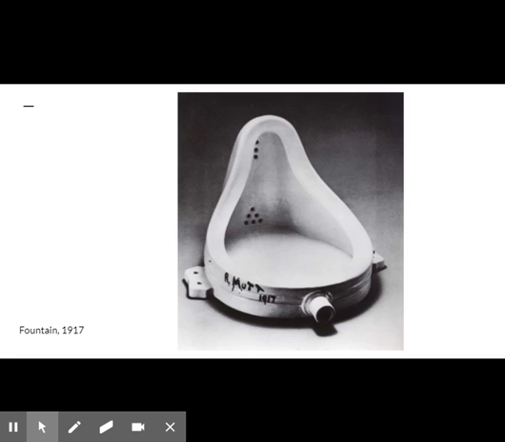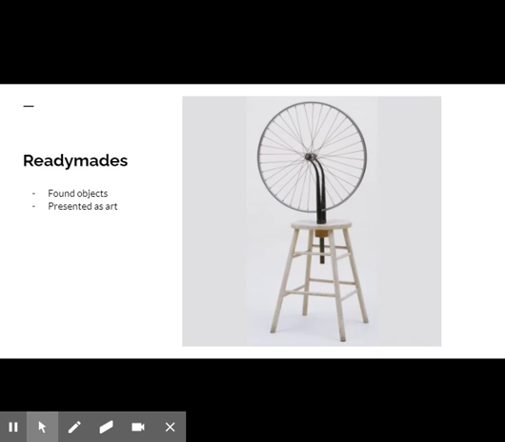Continuing to be influenced by Dada principles, Duchamp created Readymades, which were found objects that he chose and presented as art. The idea was to question the very notion of art and the adoration of it, which Duchamp found unnecessary.